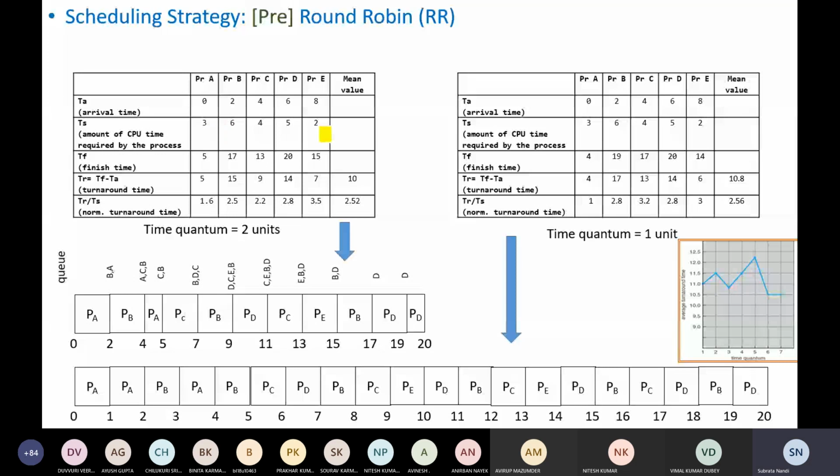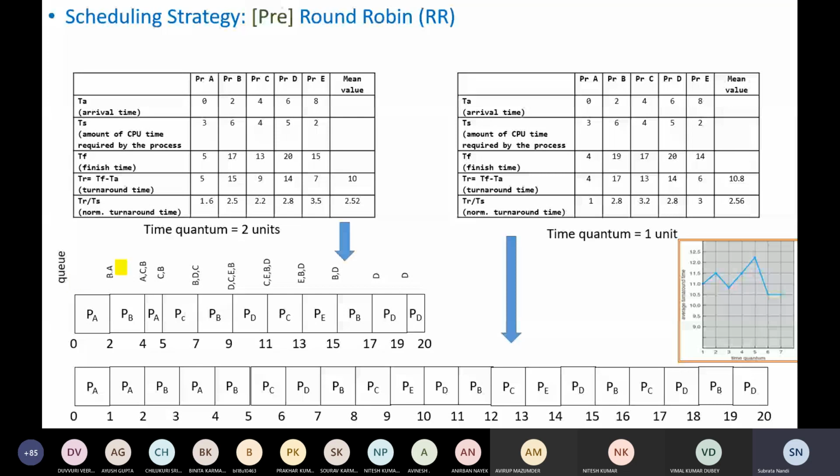Now in the first case we consider the time quantum to be 2 units, and then there will be a timer interrupt and there will be preemption. And in the second case we consider one unit of time quantum for the same scenario. And if we look into the execution sequence using the Gantt chart, what we find is, say, this is a queue that gets formed and that gets actually considered.